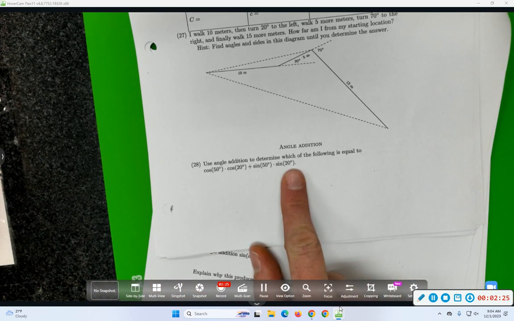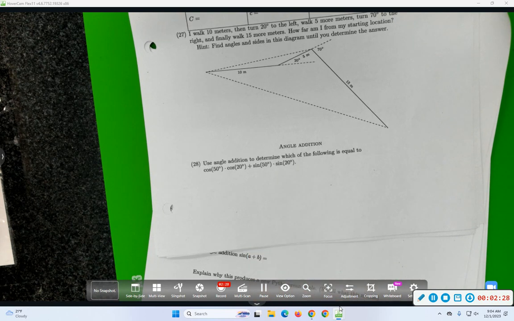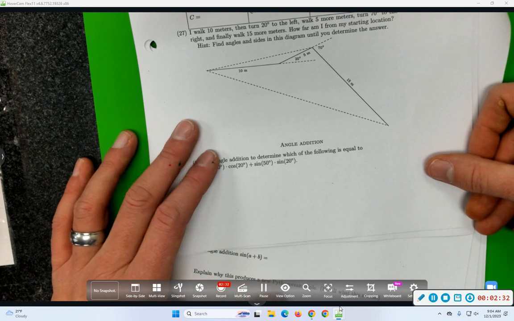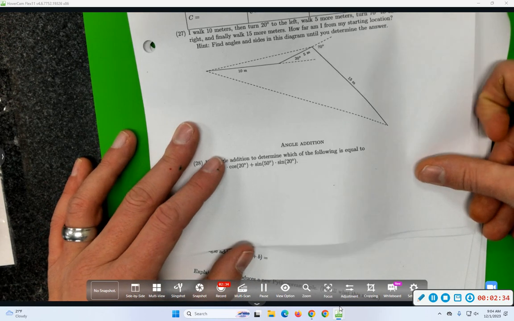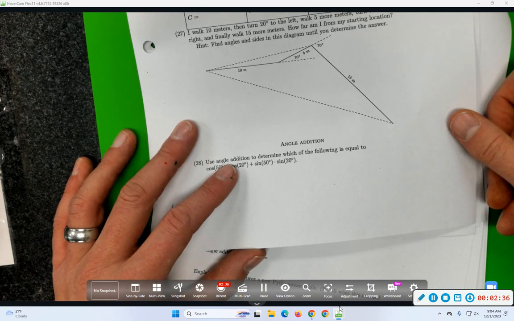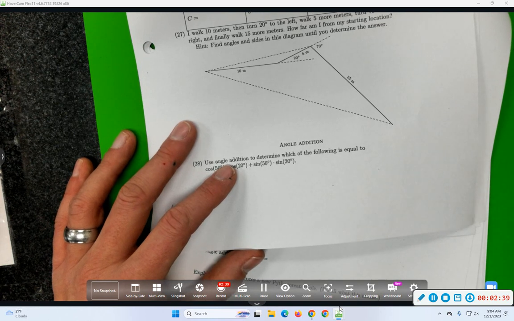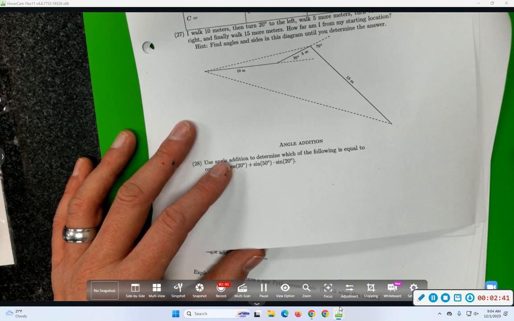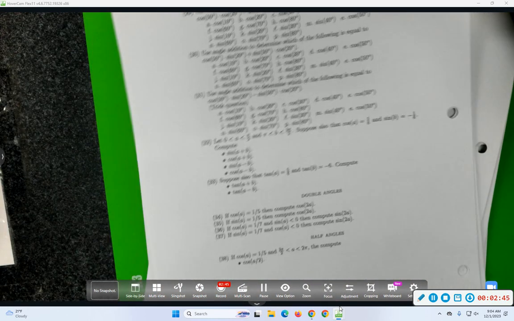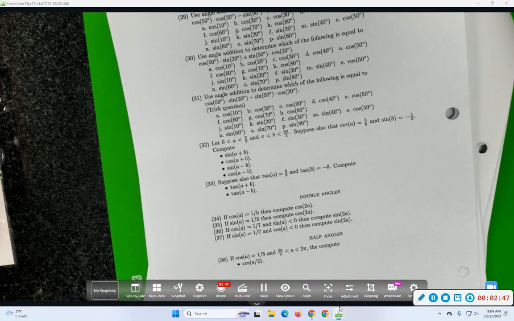There are angle addition formulas. These angle addition formulas say how to express a trig function at a sum of angles in terms of trig functions at the summands. And we don't have those formulas yet. We'll have them by the end of today. In fact, we'll have them within the next 5 minutes. Once you have them, you'll be able to complete problems up through 33 in here.